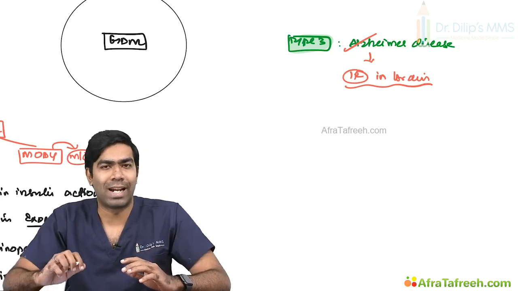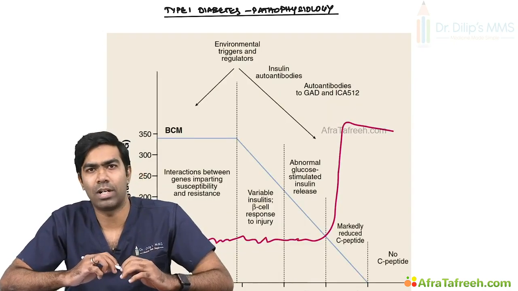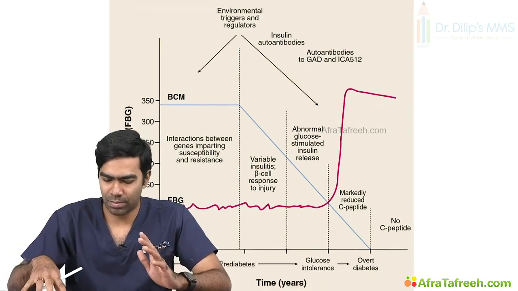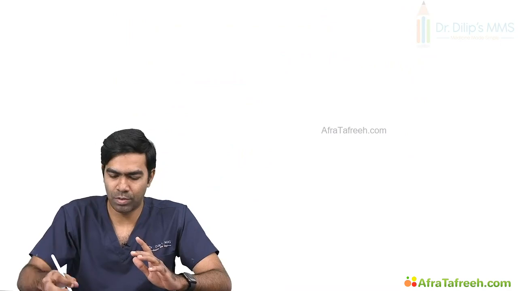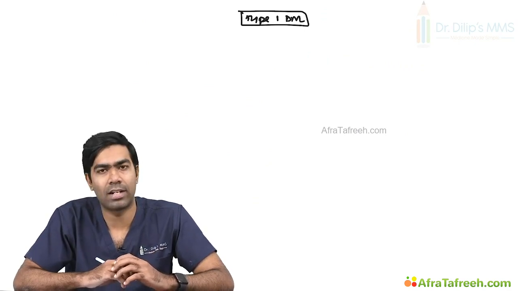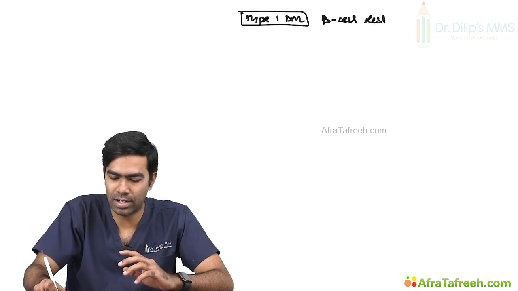Having understood about the classification of diabetes mellitus, we have to move on and see about the pathophysiology of type 1 diabetes mellitus. Let's discuss this graph after some time, which is shown in the image right now. But before that, let us understand what you mean by type 1 diabetes mellitus. Understand the fact that type 1 diabetes mellitus means beta cell destruction and resultant insulin deficiency.